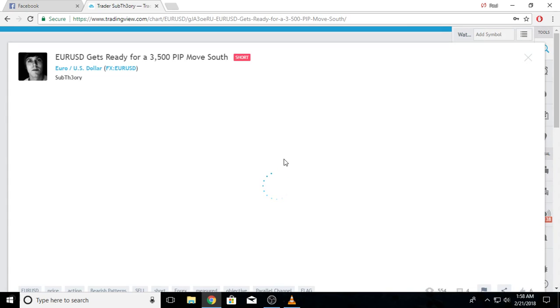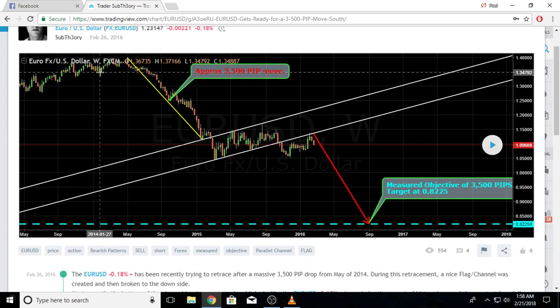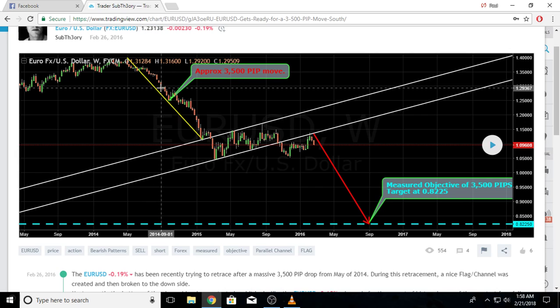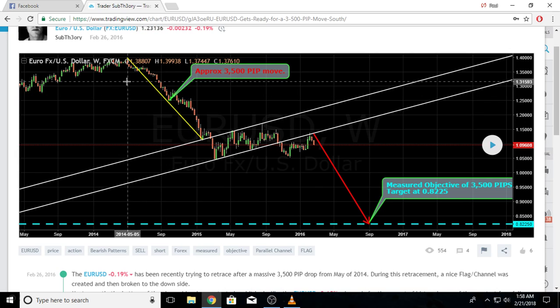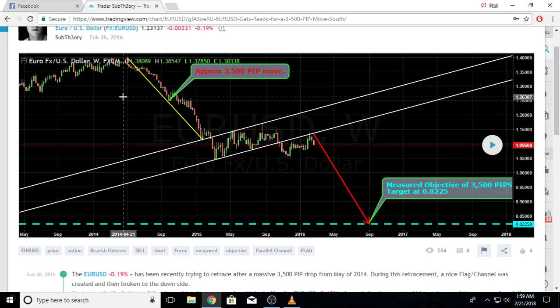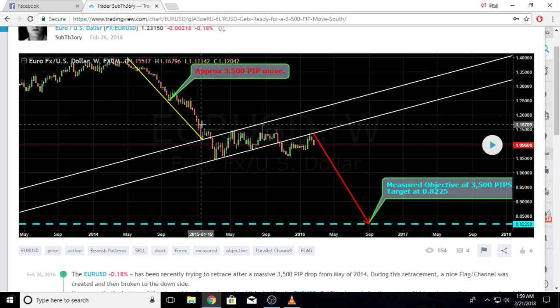The Euro US dollar. I believed, based on this channel that I saw, it was a really huge drop. This is the weekly, so every one of these bars represents 1 week. If you can imagine, it was about April 7th of 2014 all the way down to January 19th of 2015. So almost a whole year, and that's 3,500 pips. I mean, that is insane.